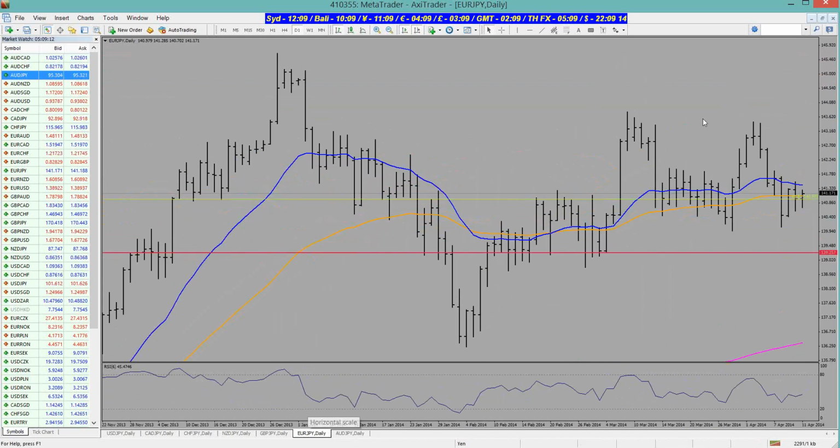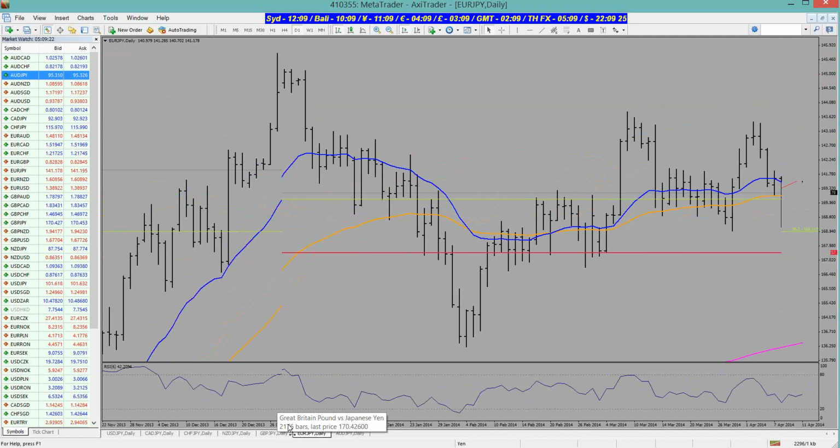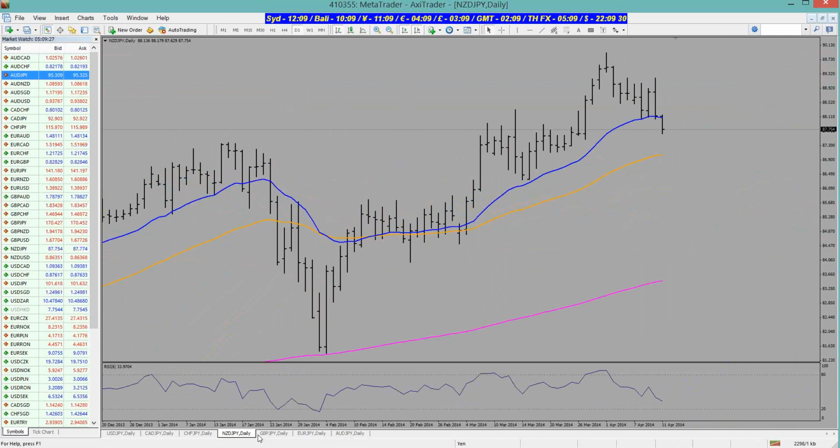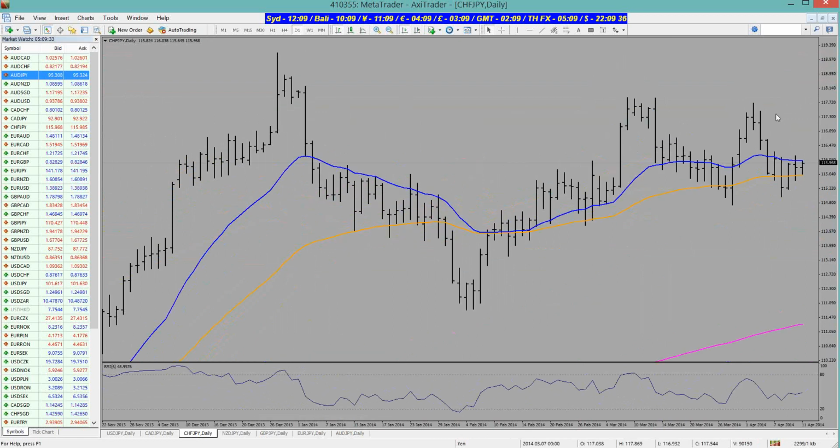Euro yen, there's no cyclicity here. We've failed to make a higher high, both in this move and then in this move. Pound yen, same. Kiwi yen is doing a phase 2, which didn't have divergence on, so it couldn't have traded. Swiss yen, again, a lower high. Yes, it was an inside bar, and then there's a higher high here, but I don't like the fact that it's not a higher high here.